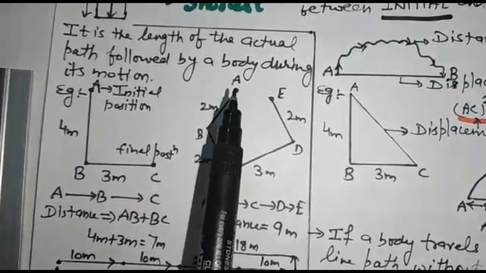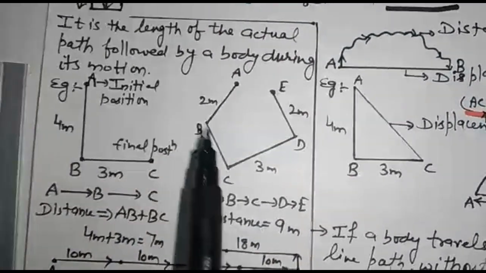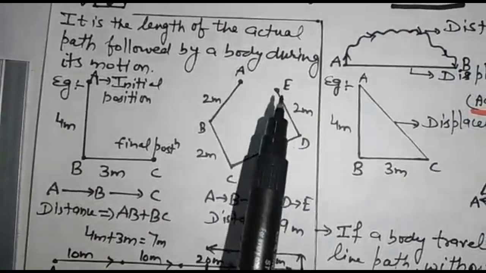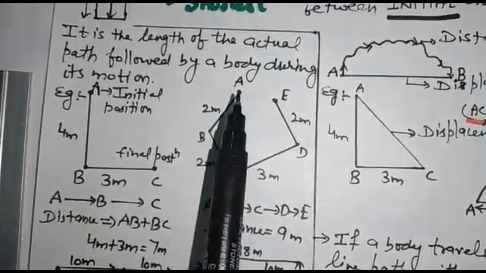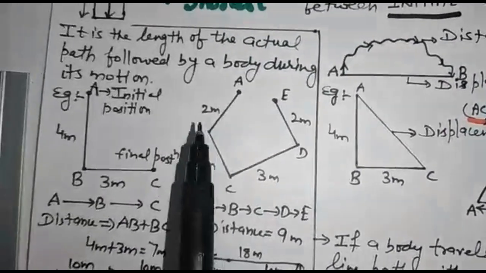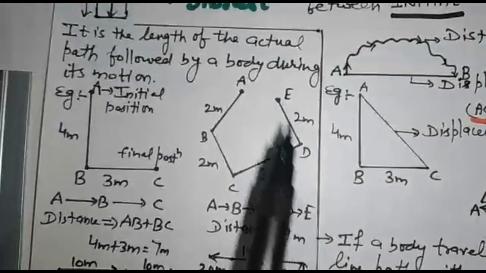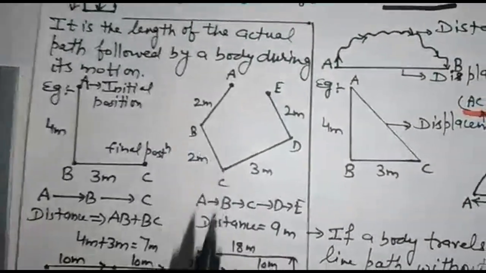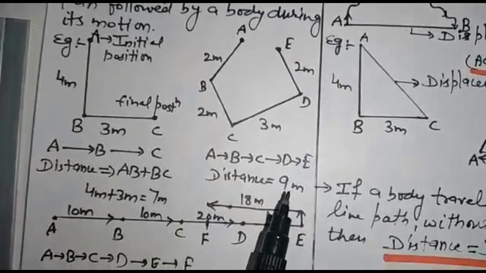Like in this example, the body is at A and it moves 4 meter towards B and then 3 meter towards C. So the total distance covered by the body is 4 meter plus 3 meter. This is 7 meter. Now come to this point. The body is at A and it moves towards B, then C, then D, and finally reaches E. A is the initial position and E is the final position. So the total distance, the length of this path, which is covered by the body, is 9 meter.